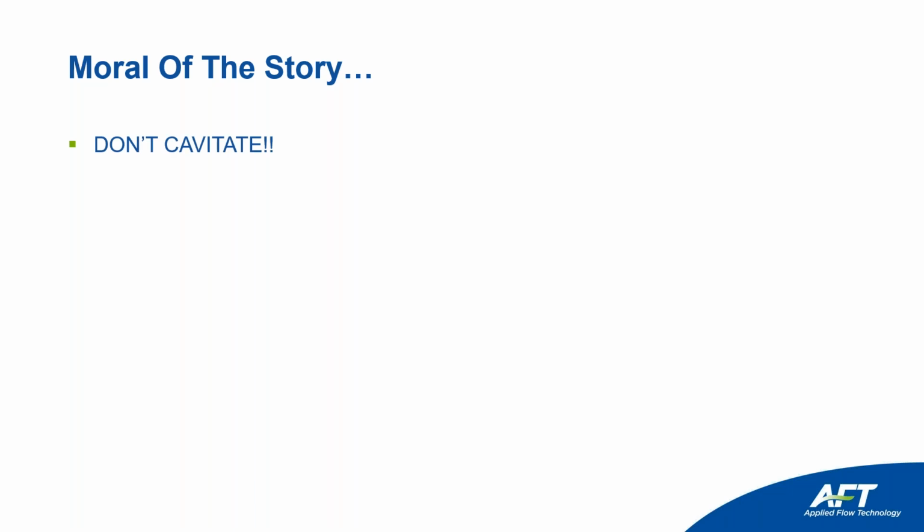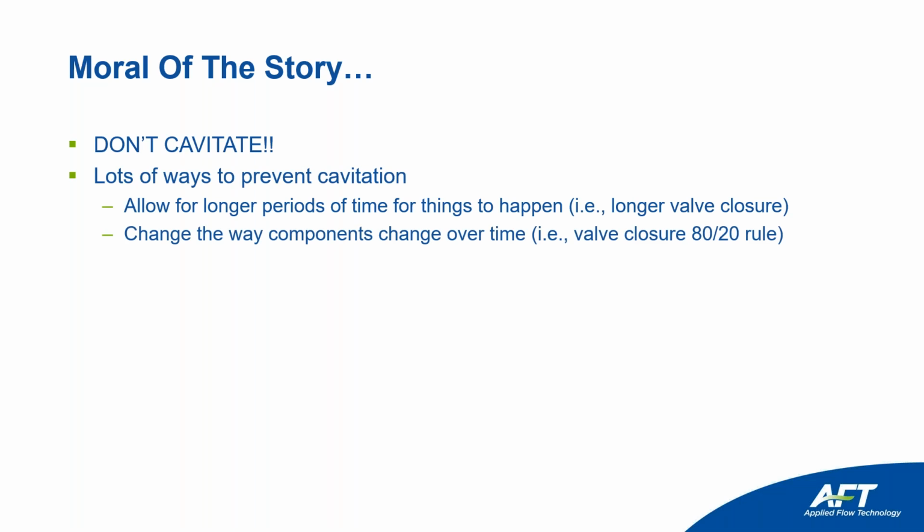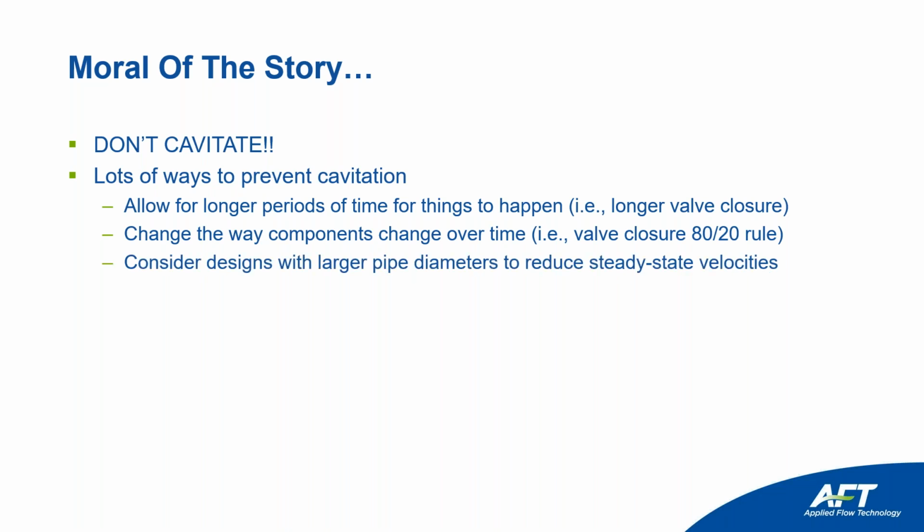Moral of the story is don't cavitate. There are a lot of ways to prevent cavitation: allow for longer periods of time for things to happen, longer valve closure times, change the way things change over time. So instead of closing the valve linearly, maybe do the 80-20 rule. That's the webinar that I did in the middle of October, surge mitigation. That's where I talk about the 80-20 rule a lot.